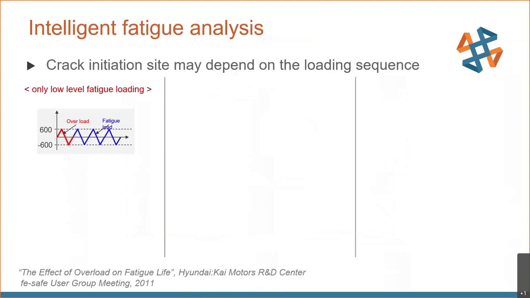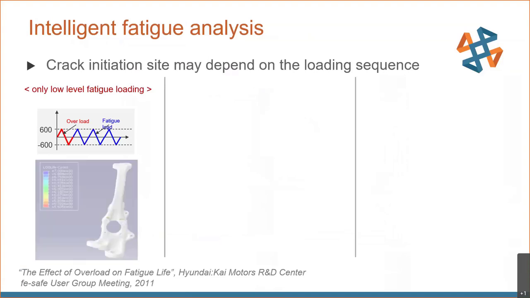The first was essentially a constant amplitude, low-level load. So the load wasn't changing over time. FeSafe predicted the fatigue location at the top of the bolt holes, as you see here.